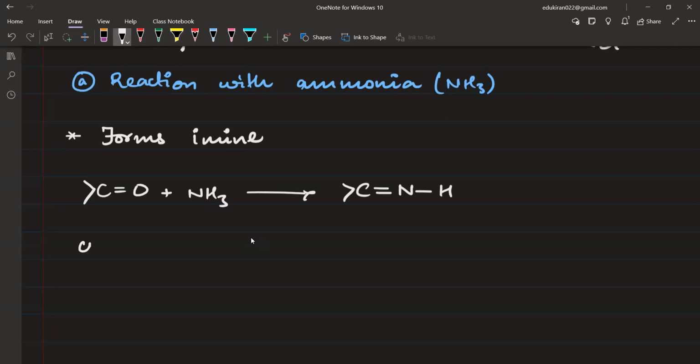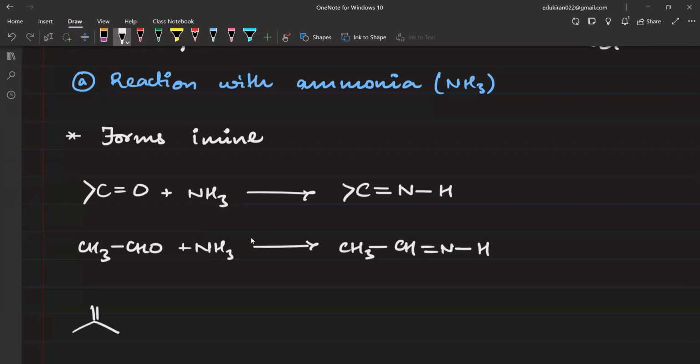So for example, if I react this with CH3 CHO, then what's going to happen? CH3 CHO plus NH3. So CH3 will be as it is, the CH will be as it is, and oxygen and two hydrogens from here, it is going to get away, and you will get double bond N bonded to H.